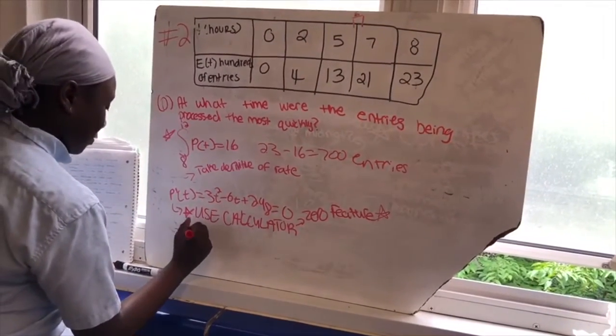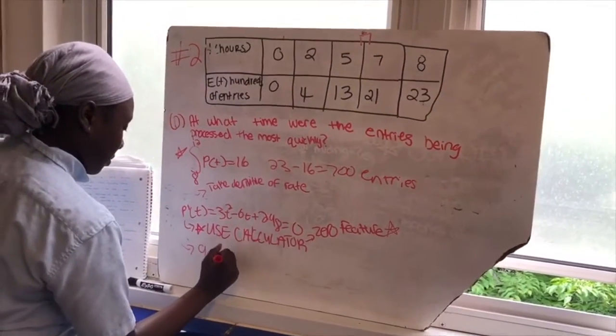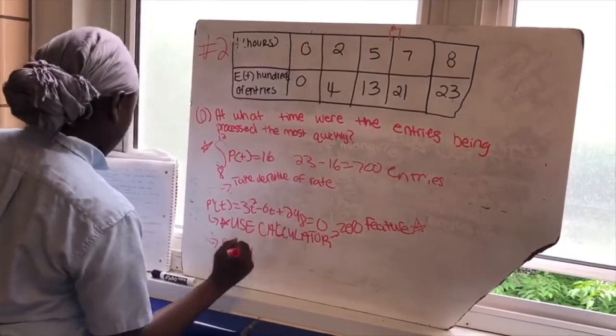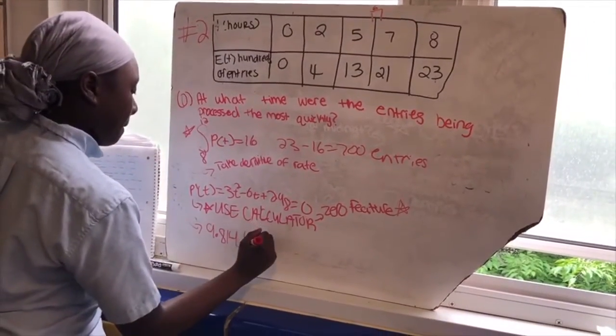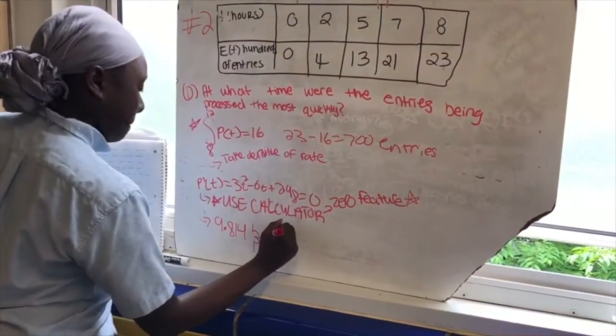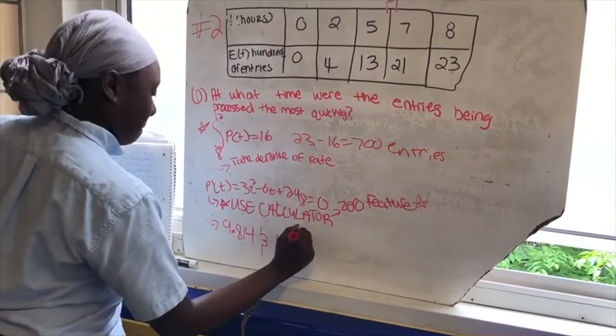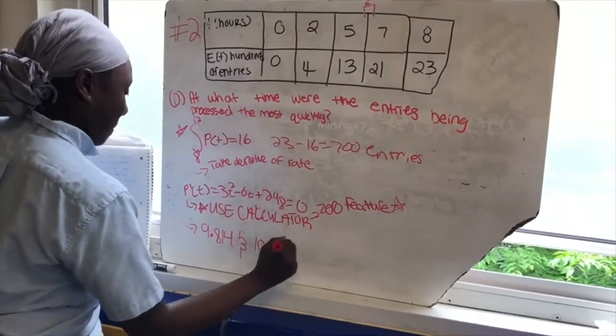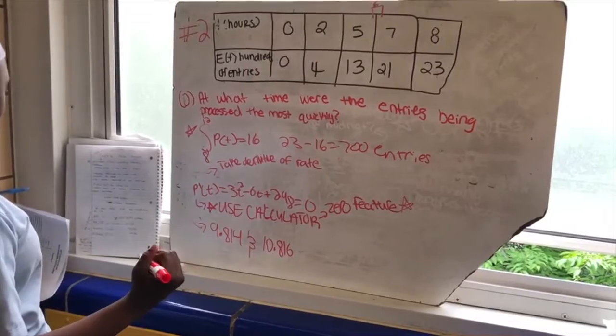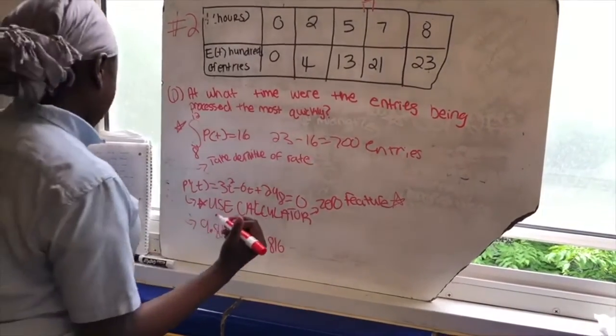So now, once you plug it into your calculator, you get your critical points, and that is 9.814 and 10.816. Those are your critical points.